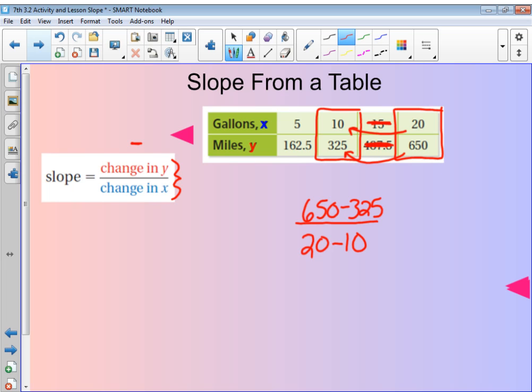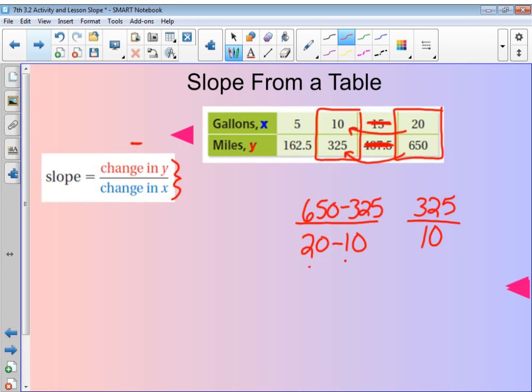So if I do 650 minus 325, and of course I could use a calculator if I needed to, it's going to give me 325 over 20 minus 10 is going to give me 10. Now I'm not going to punch in 325 divided by 10. If I was doing the rate in decimal form, yes, I could do that, but they want to know the slope of the line, so I have to leave it as an improper fraction.